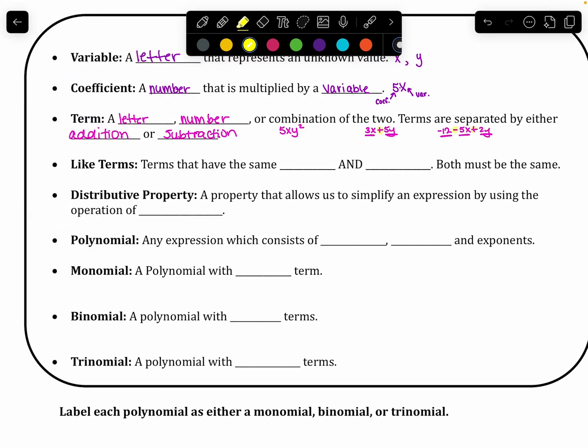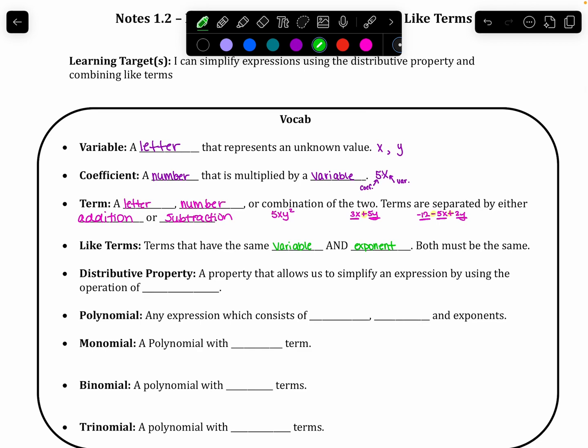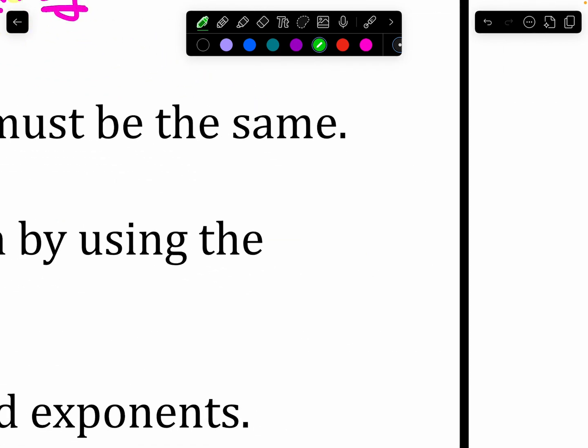Like terms are terms that have to have the same variable as well as exponent. So like terms are going to have the same variable, and again, they also are going to have the same exponent. Both must be the same. So I'll give you an example. 5x and 5x are like terms. They both have an exponent of 1, and they both have a variable of x. The number in front doesn't really matter. I could say that this is negative 2x to the first, and 5x to the first and negative 2x to the first are considered like terms.